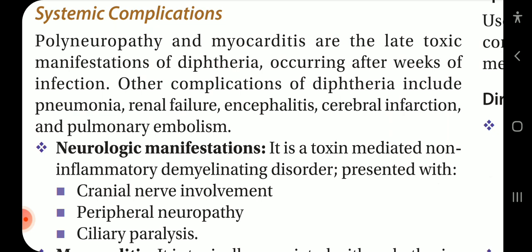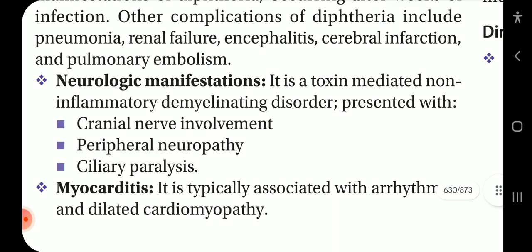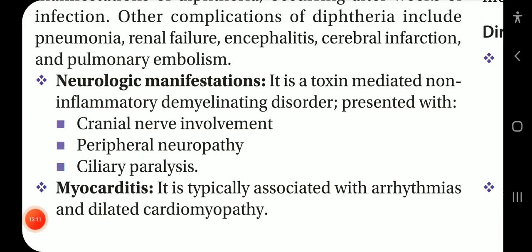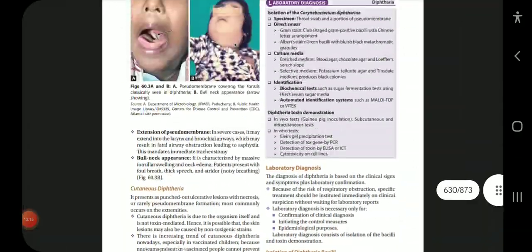Systemic complications. Polyneuropathy and myocarditis are the late toxic manifestations of diphtheria occurring after weeks of infection. Other complications of diphtheria include pneumonia, renal failure, encephalitis, cerebral infarction, and pulmonary embolism. Neurologic manifestation: it is a toxin-mediated non-inflammatory demyelinating disorder presenting with cranial nerve involvement, peripheral neuropathy, and ciliary paralysis. Myocarditis is typically associated with arrhythmias and dilated cardiomyopathy.